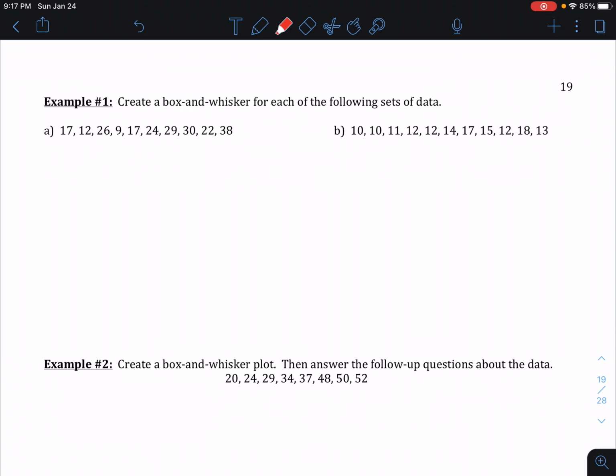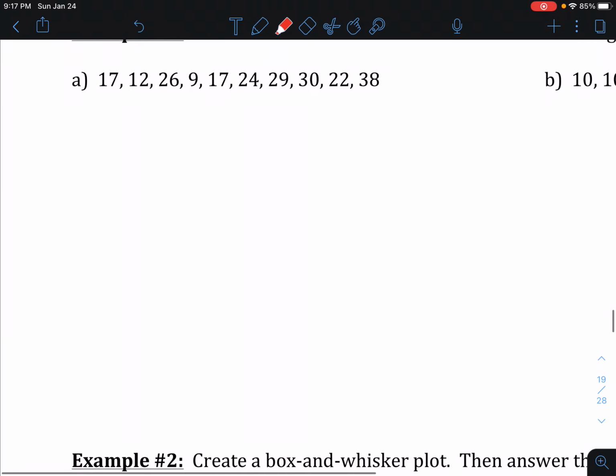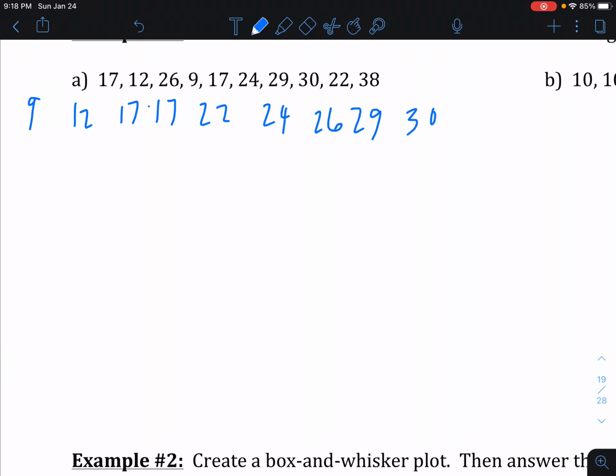Okay, so right now we're going to create a box and whisker plot for the sets of data. So the first thing I'm going to do is put these numbers in order. That is very important, to put the numbers in order. So it would be 9, 12, and so on. All right, so those numbers are now in order.